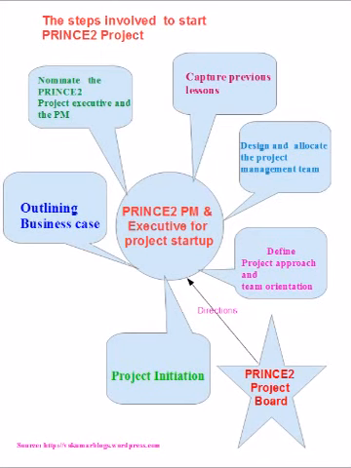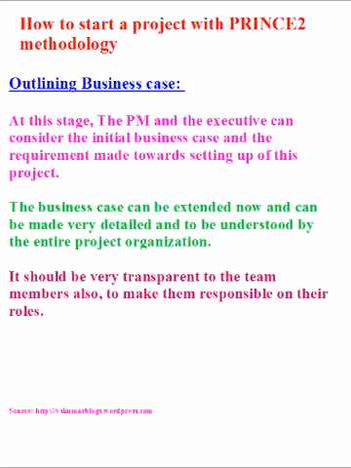Now we are going through outlining the business case, how to outline the business case, such kind of things. Let us see this particular content. During this outlining business case stage, the PM and executive can consider the initial business case where it was defined by the business sponsor or business owner and the requirement made towards setting up of this project. So what is the purpose, requirement, scope, objective, and vision can also be there. If it is a large project, those can be identified by these two roles.